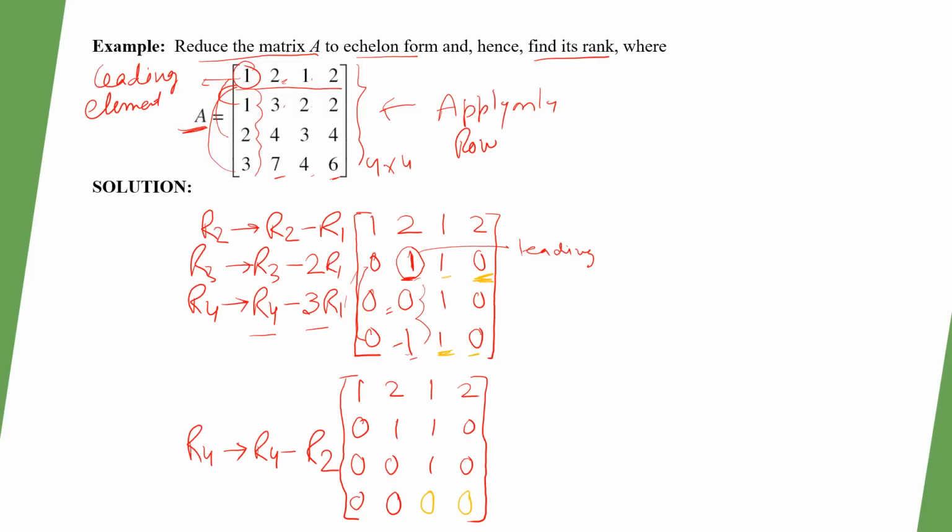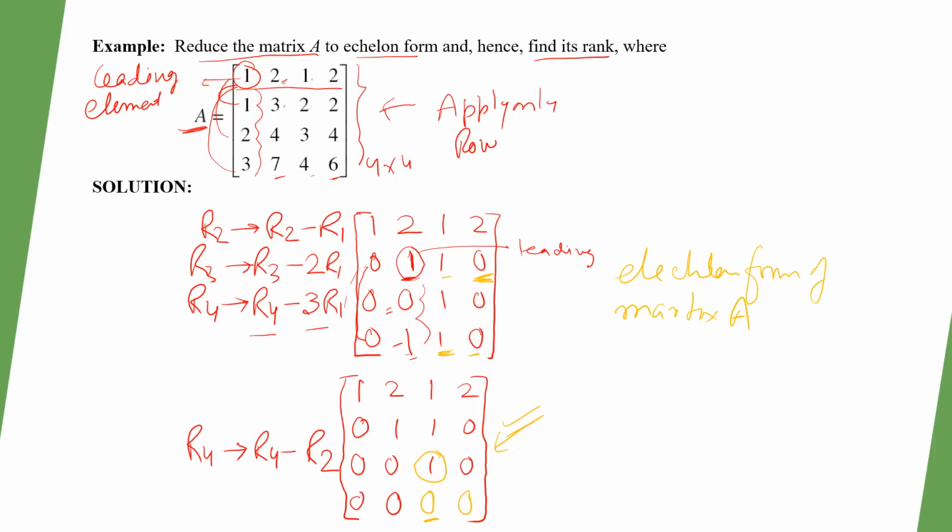Now come to the third row, search the non-zero element. The first non-zero element is this one, and this is the leading element of the third row, and the below entry should be 0. It is already 0. By the definition of Echelon form, it fulfills the property. So we can say this is an Echelon form of the given matrix A.